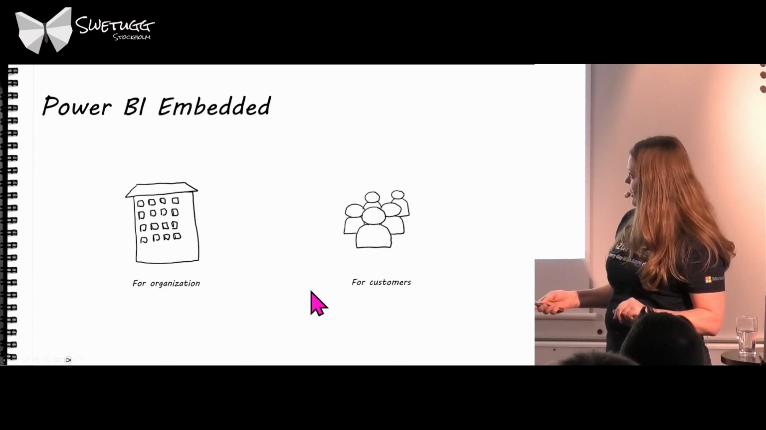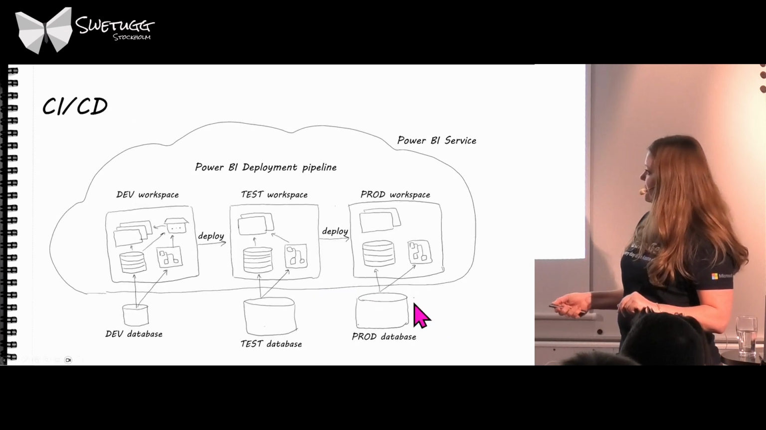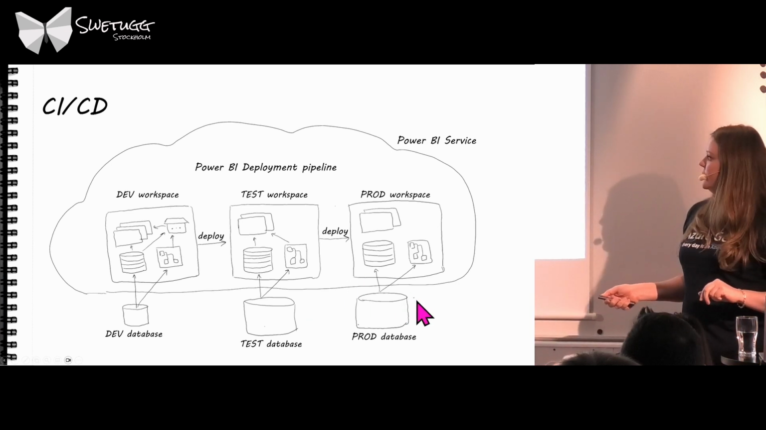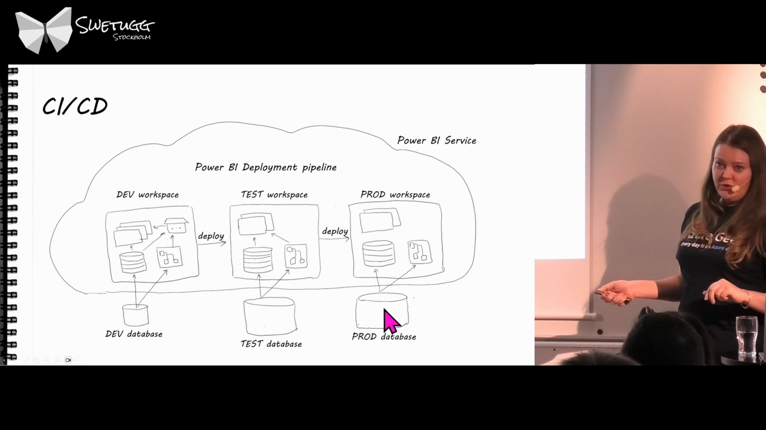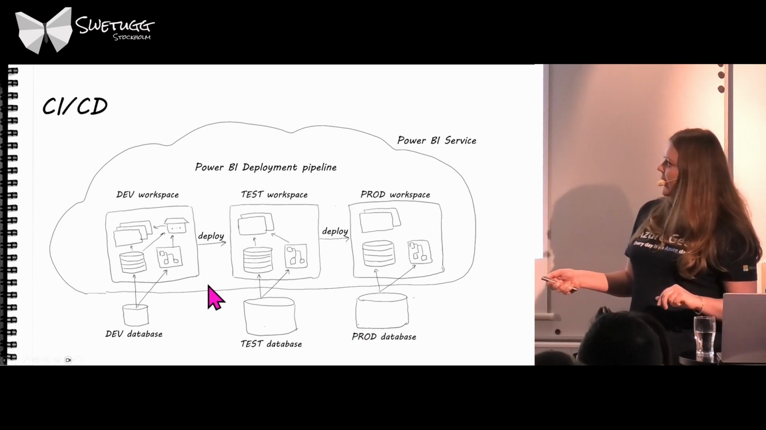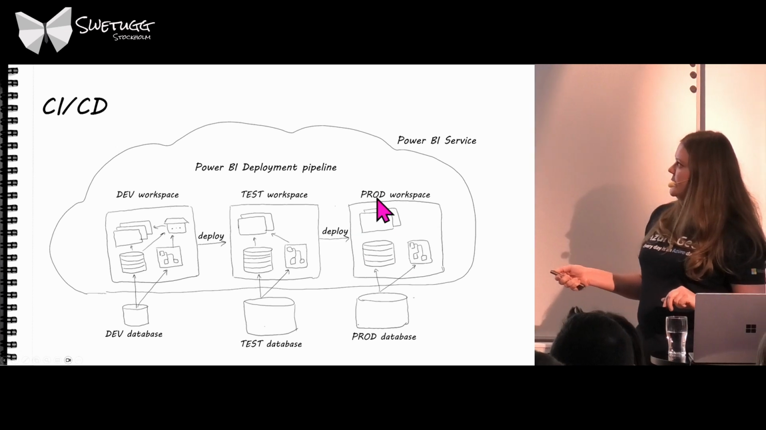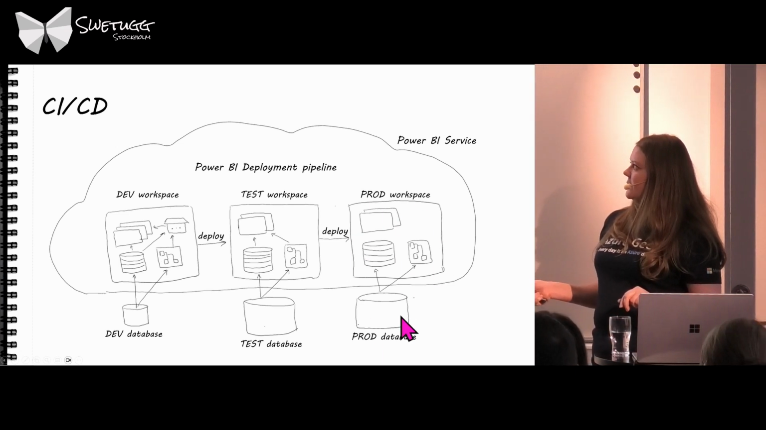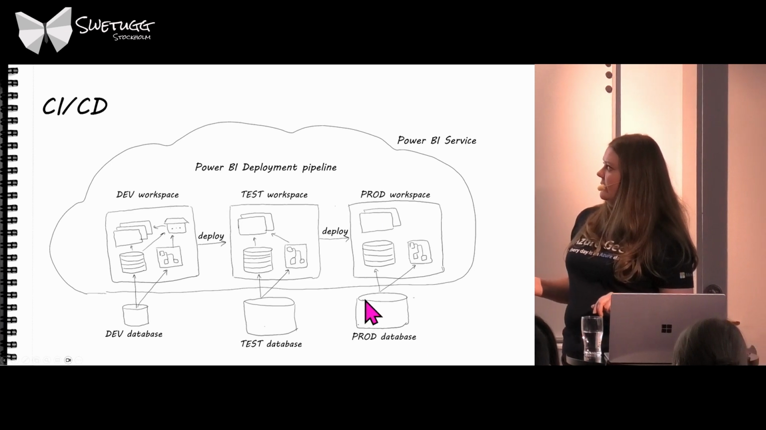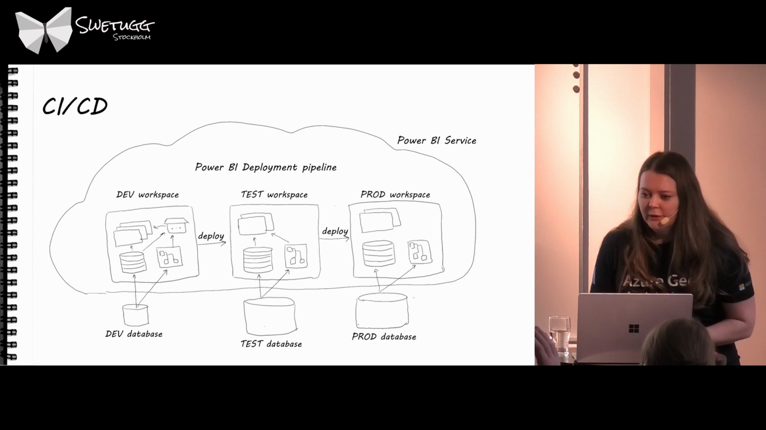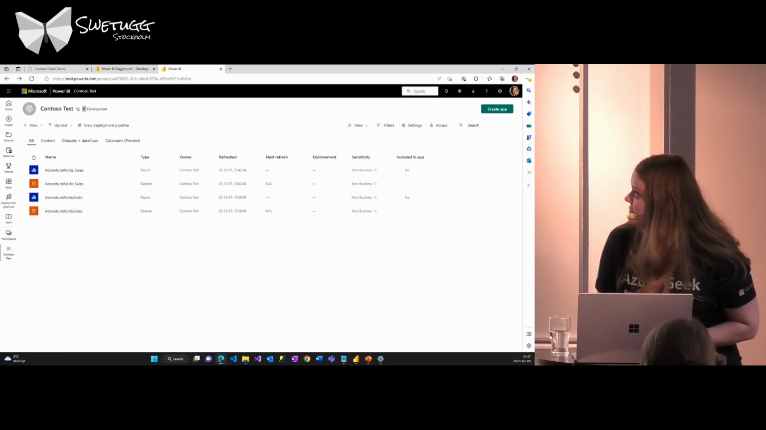Sorry, I'm back. For example, you have really sensitive information. You don't want your developers to see or access this information. They work with a test database, and then you deploy to the production workspace, and only people who are supposed to see it can see it in production. Developers don't have access to this. I will quickly show how it looks, because I think it's interesting to see.